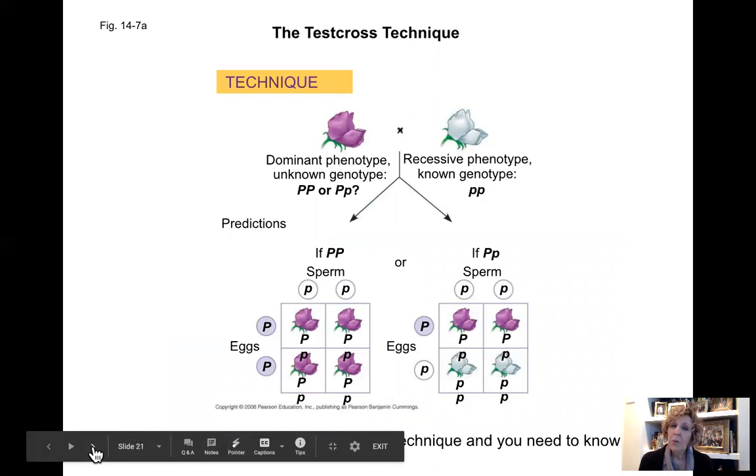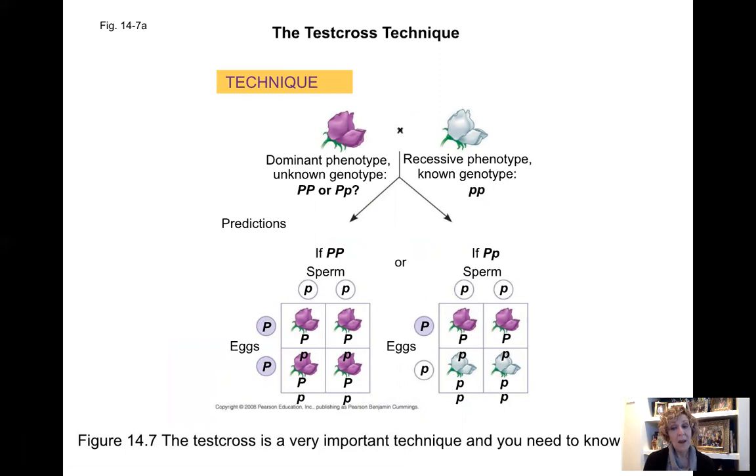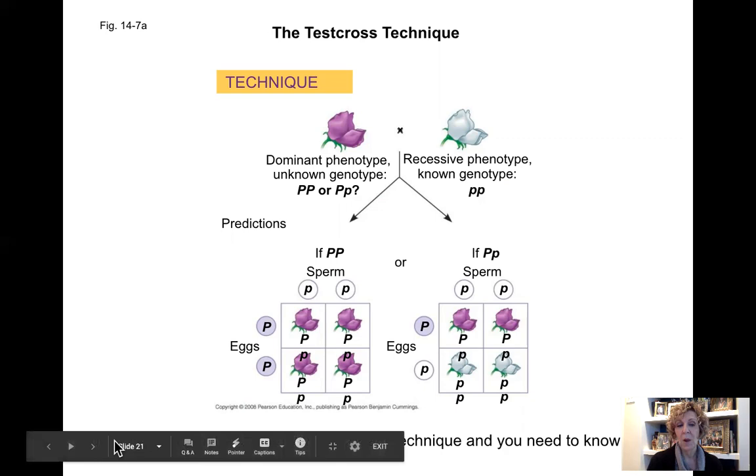So how do you know if you see an individual that's a purple flower, how do you know what the genotype is? You don't know. The only way that you can figure it out is to do something called a test cross. And so what you do is you cross that unknown genotype flower with something that you know. And what do you always know? You always know the recessive. You always know the homozygous recessive. And so when he crossed that with a homozygous recessive white flower, then he could figure out, well, if the purple flower was homozygous dominant, all of the offspring would be purple flowers. If the other purple flower was heterozygous, then you would get a 2-out-of-4 or 50-50 combination between purple flowers and white flowers. So remember that test cross technique because that's really important in genetics.